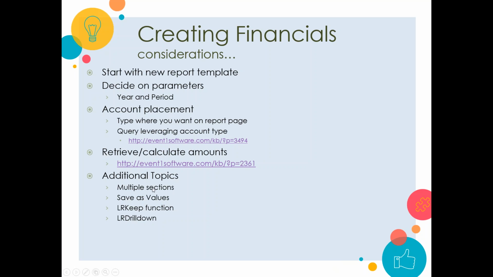And then there's some additional topics that we typically cover, like how to create multiple sections or how to save a copy of a report with just the values. So you could share it with someone who does not have Liberty Reports, like a CPA. You want to give a CPA your financial, there's a button you can select, and then all they need is Excel, and they could look at your financials. They wouldn't be able to drill into the detail if you did a save as values, because that's happening real time when you're clicking on the data because you're connected to it.